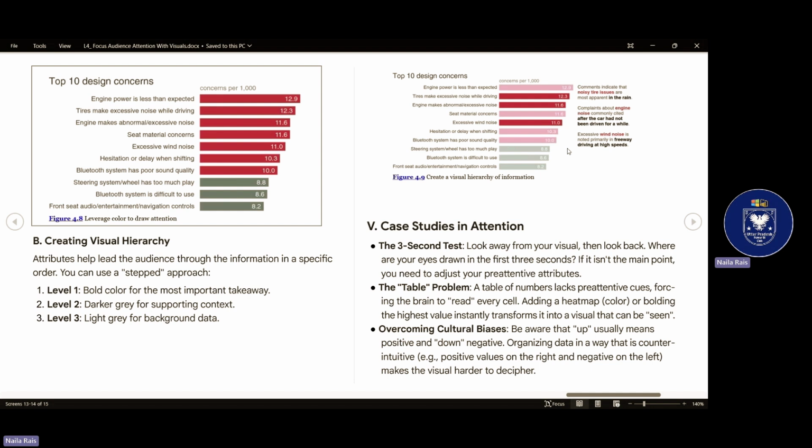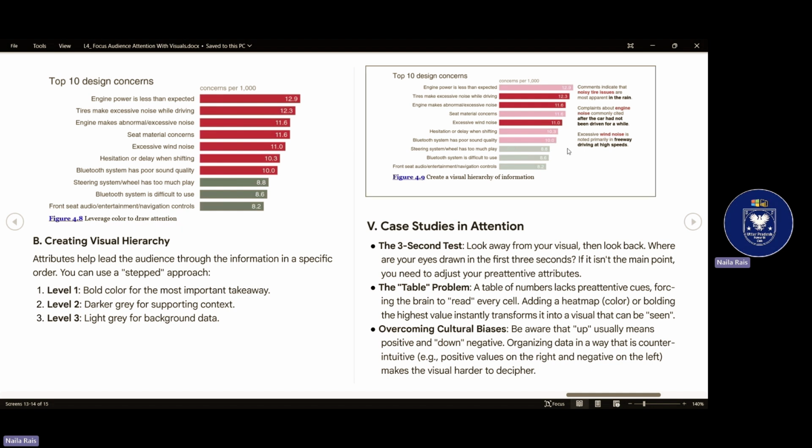For example, we can look at figure 4.9, create a visual hierarchy of information. So I can clearly look at this, like dark tones of red is the most important takeaway. My eyes will look clearly at that, and then we have a light shade of it and gray. Case studies in attention. Fifth, we have this.